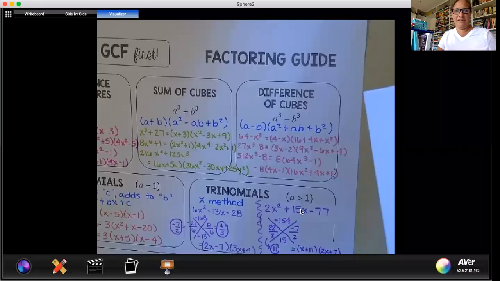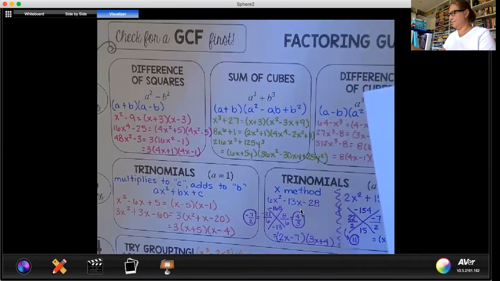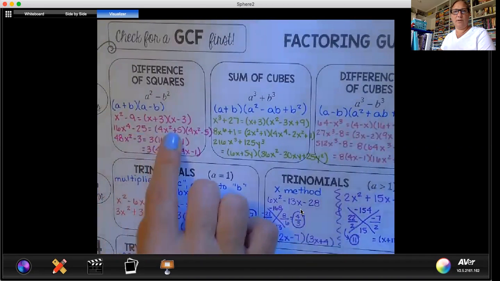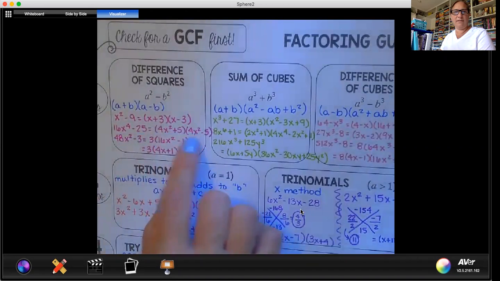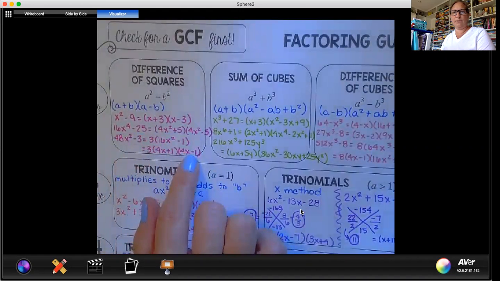Taking a look. X squared minus 9 is x plus 3, x minus 3. 16x to the fourth minus 25 is 4x squared plus 5, 4x squared minus 5. 48x squared minus 3 had a GCF, so 3 times 4x plus 1, 4x minus 1.